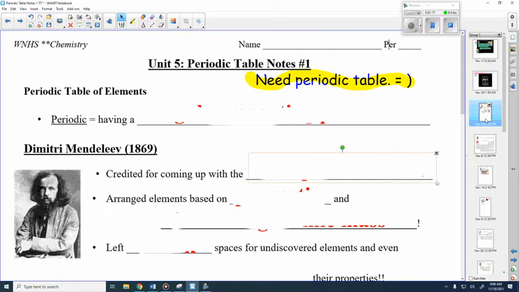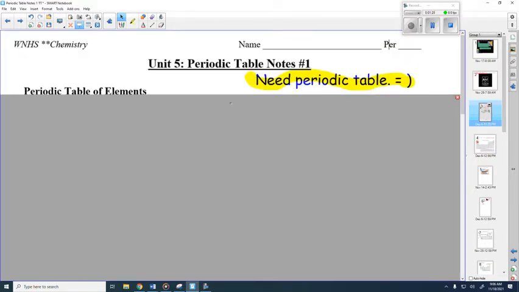Let's go ahead and talk a little more history here. So Unit 5 does not have as much history as Unit 4 by any means. But there is a little bit of history. And it's just a friendly reminder, I mentioned this yesterday, but Unit 5 is, I think, the shortest unit we have all year.